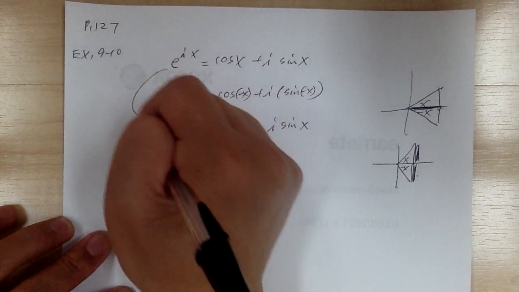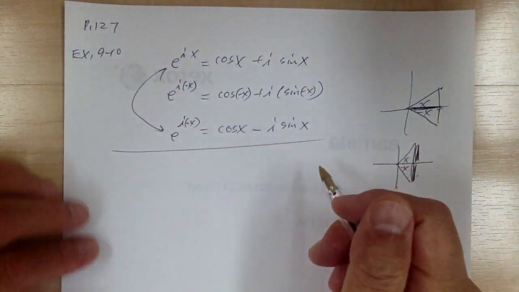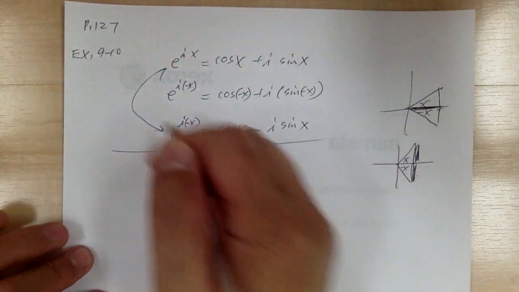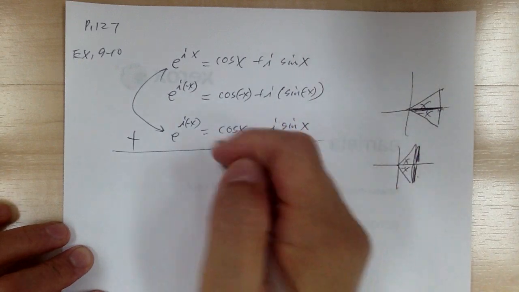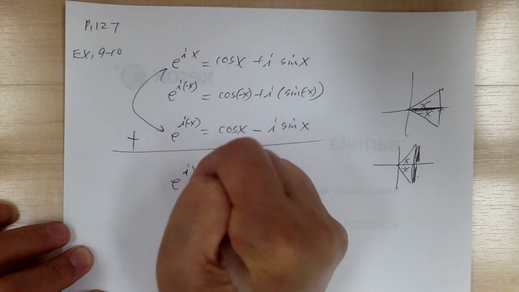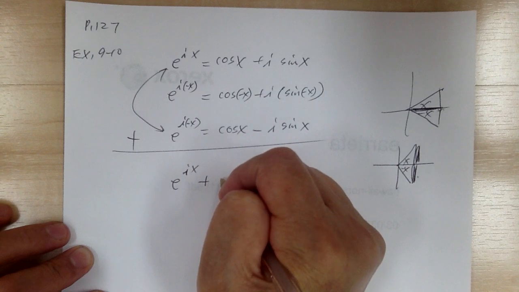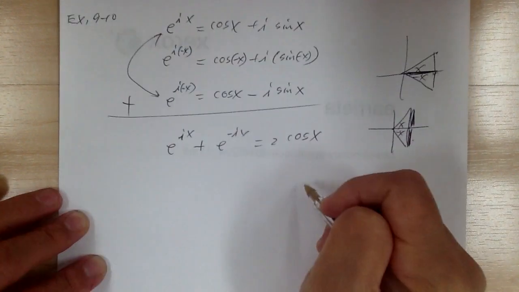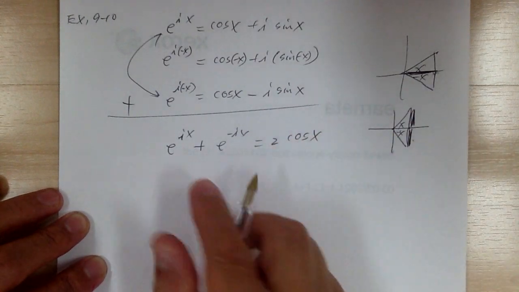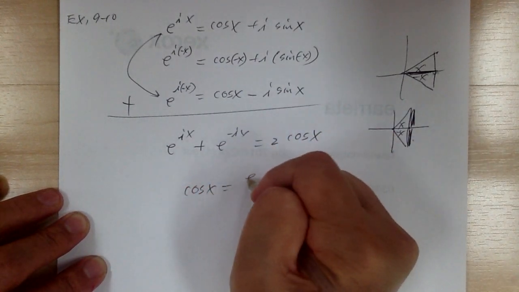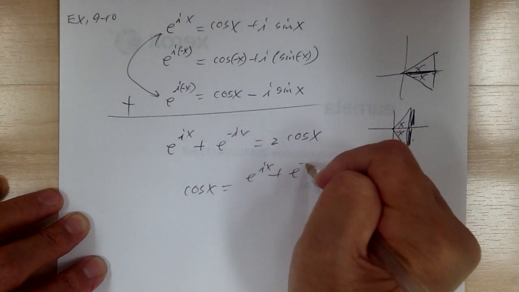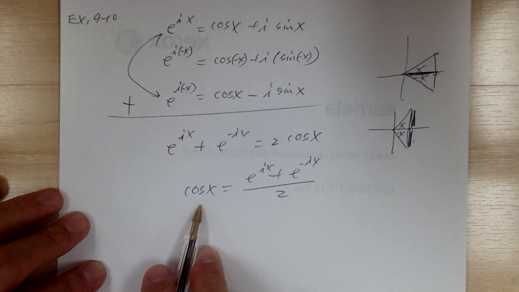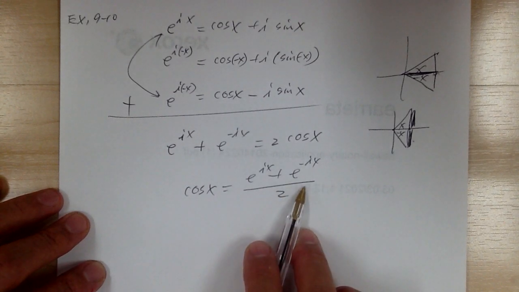Now if you look at these two equations, if you add them together, the sine terms will cancel out. You're going to get e to the ix plus e to the negative ix equal to 2 cosine x. Then you divide both sides by 2, so you get cosine x equal to e to the ix plus e to the negative ix, over 2. So here's another expression for cosine of x in exponential form.